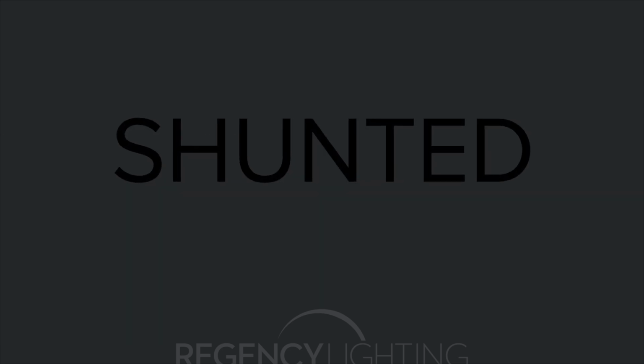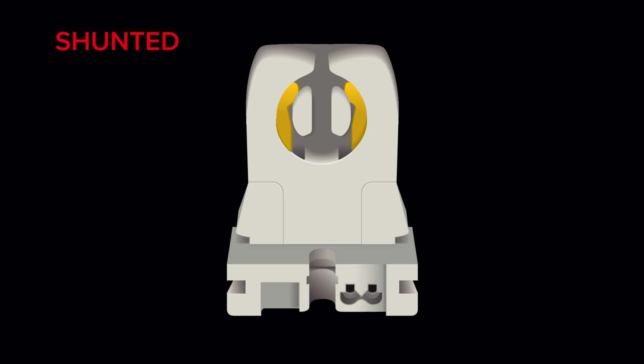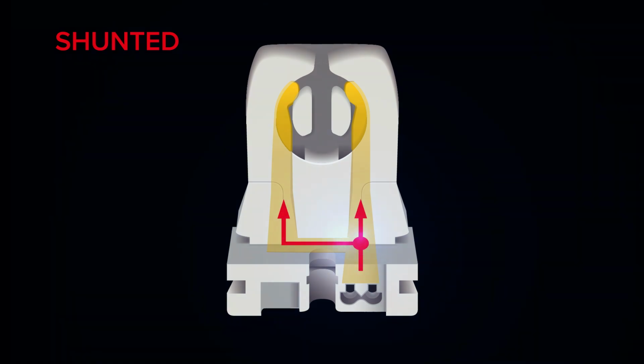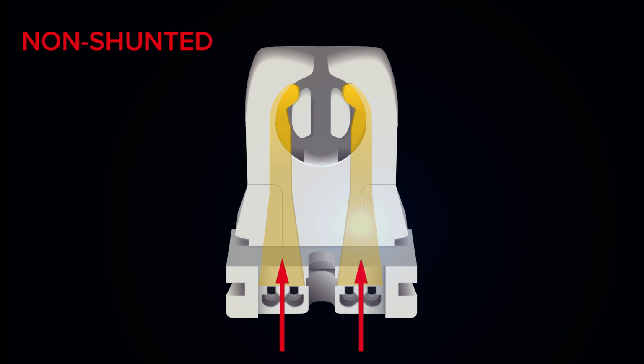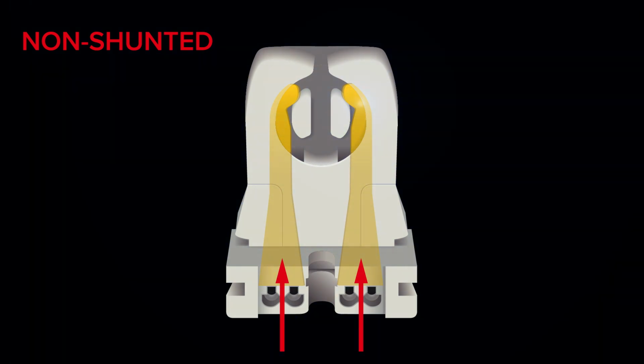When you hear the word shunted, think joined or connected. Shunted sockets have internally connected electrical contacts. As you can see, this provides a single track for the electrical current to travel from the ballast through the tombstone or socket all the way to the lamp's pins. Non-shunted sockets have separate contacts, or entry points for the wires, creating two tracks for the electrical current to travel. Here, you can see that the non-shunted sockets have contacts that are not joined or connected.